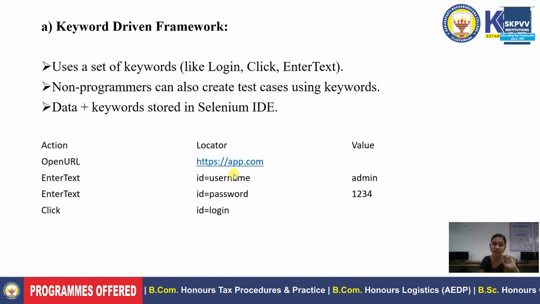Next, what can the user do? They can enter the username, with the text like ID equals username. What is the username? They entered admin. The next one, the user can enter the password, so this is also entering text, for example 1, 2, 3, 4. Then finally click on login. Whenever you open a link, the action will be open URL. When you type a text, the action will be enter text. When you click on any button, the action is click.